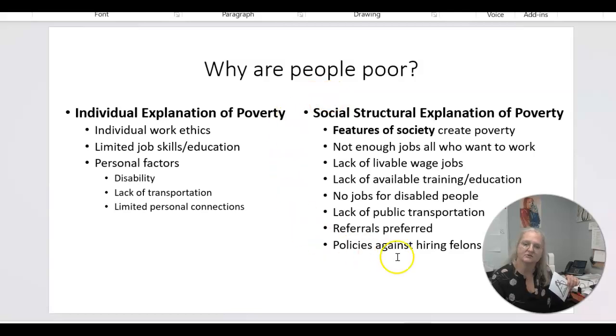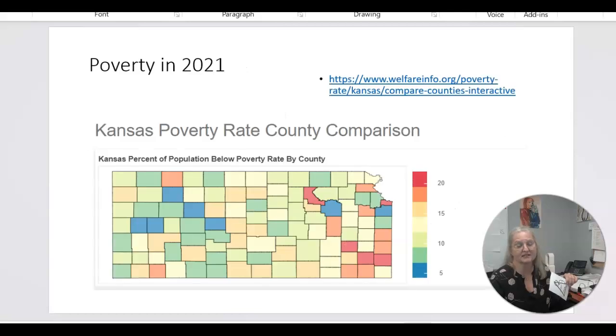So again, I think this might be a quiz question too: offer a structural explanation for why people are poor. Individual says people are poor because they've done something wrong, but the sociologist is going to focus on the structural explanation, that if all jobs paid a living wage and there was a job for everyone, we probably all would be earning living wages.